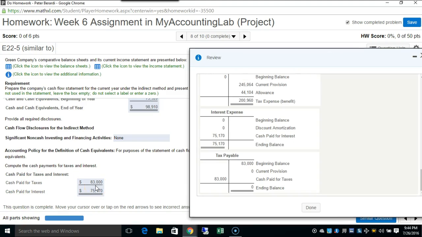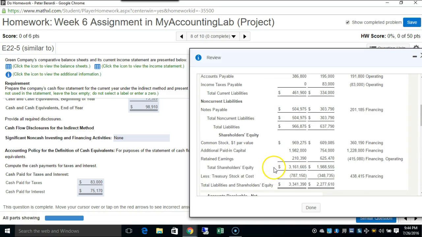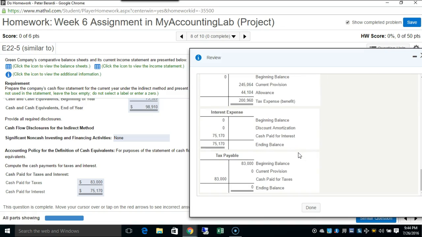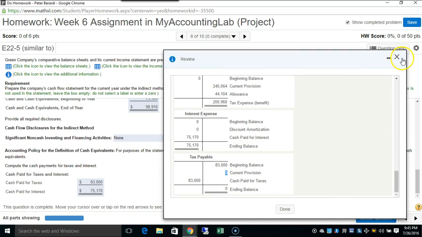Cash paid for taxes comes right from your taxes payable account. So your beginning balance of taxes payable is reflected on your balance sheet as a beginning balance of $83,000. But you ended the year with zero. That means you have a credit balance at the beginning of the year. You didn't do a provision. There was no current year provision adding to it. Therefore, to get to zero, you had to debit taxes payable. So your cash paid for taxes was $83,000 on your disclosure.